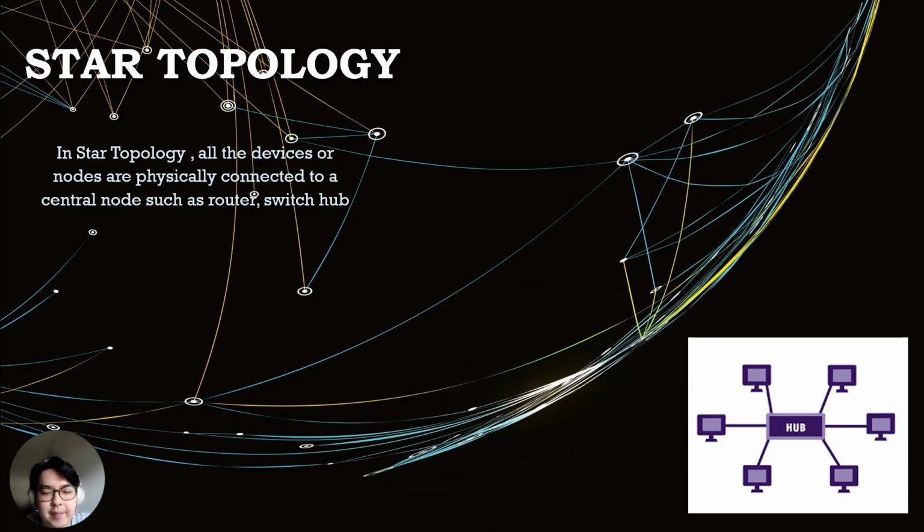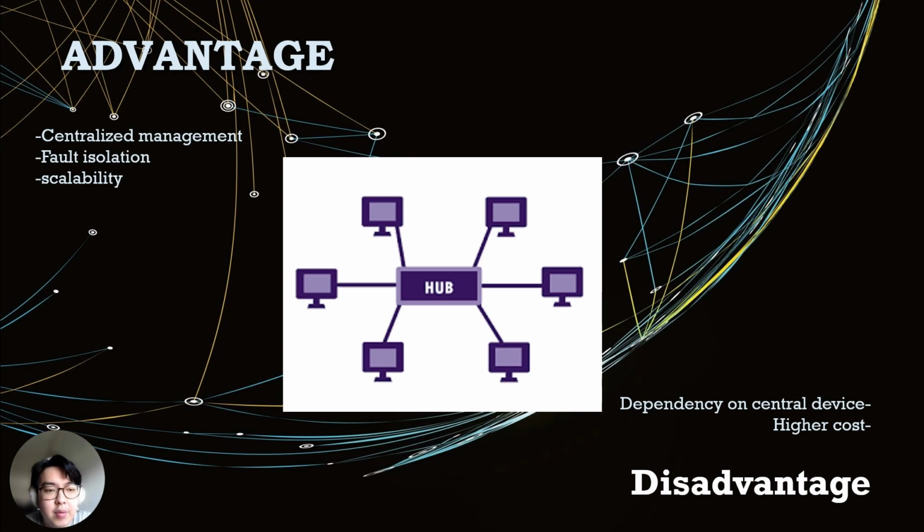The advantages would be centralized management, which makes it easier to install, configure, and manage. Fault isolation means that if a single device fails, it won't affect the rest of the network. Scalability means it's easy to scale. You can just pull a cable and plug in another device to add or remove a device.